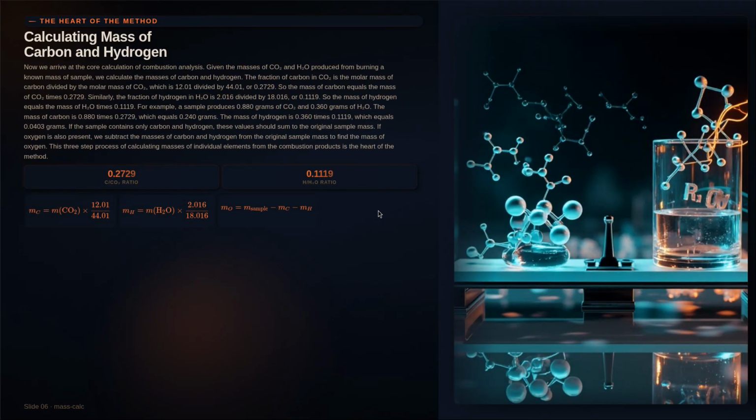Now we arrive at the core calculation of combustion analysis. Given the masses of CO2 and H2O produced from burning a known mass of sample, we calculate the masses of carbon and hydrogen.